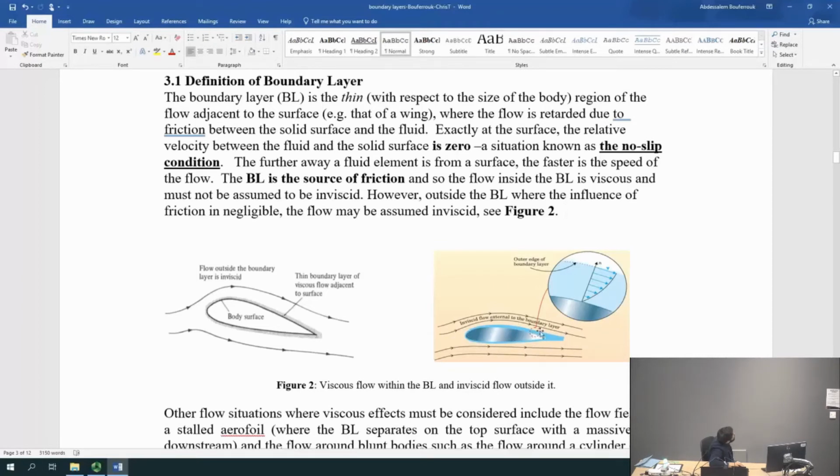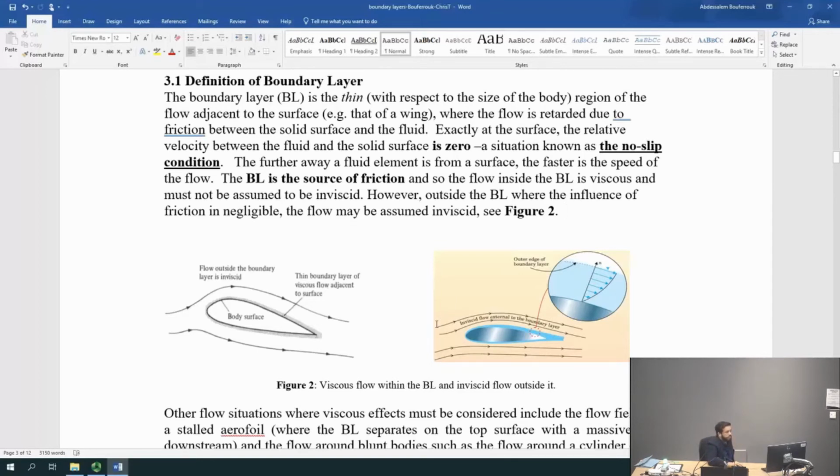And if you imagine you're zooming into the picture there, what you will see is how the velocity changes from 0 at the surface, and then grows gradually through the boundary layer. So this blue region here is the boundary layer. You can see it grows steadily until, at the edge of the boundary layer, the velocity is the same as the free stream velocity.